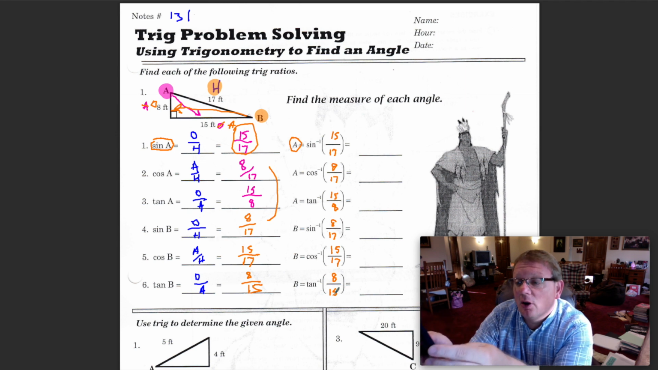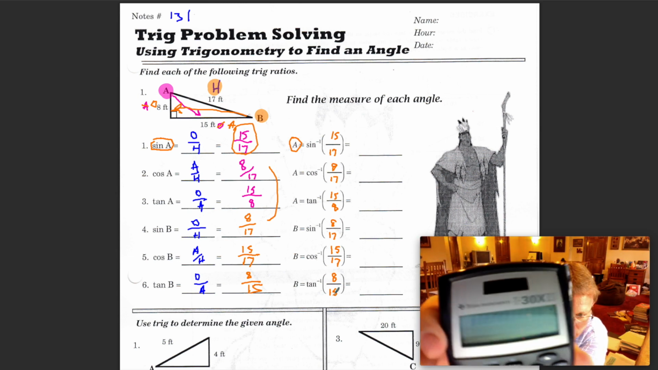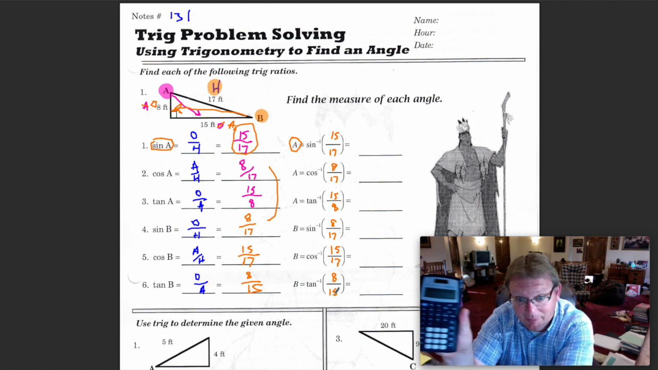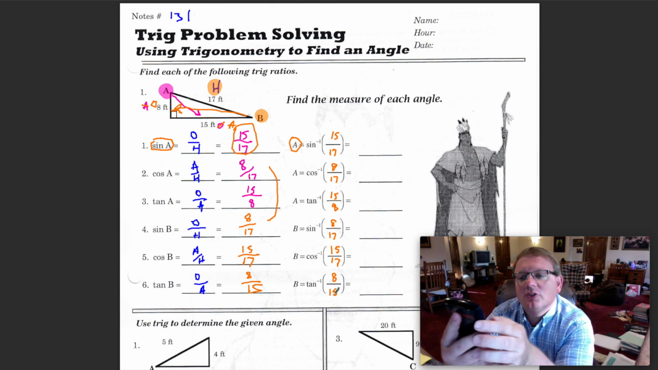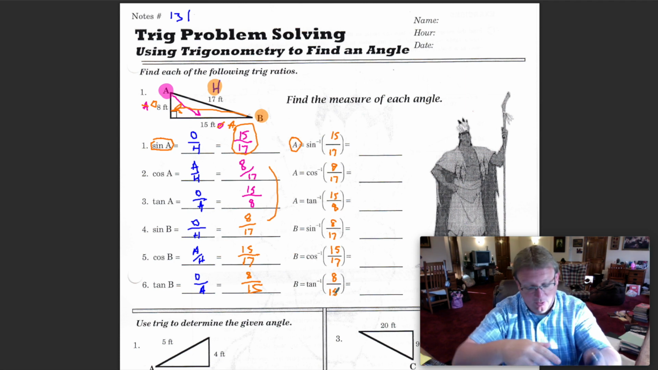Okay? And so to get to this inverse sine, we hit shift sine, and when you do that, you get sine -1. And you can just hit 15 over 17. You can hit the divide button. And when you hit equals, what's the decimal you get? Oh, I'm in the wrong mode. I just changed it out of degree mode, messing around. So, inverse sine of 15 over 17 should be what?